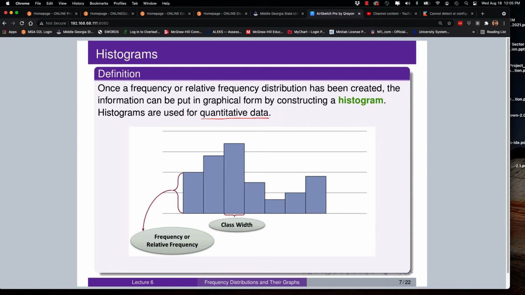All right, it's kind of hard to do a histogram for qualitative data anyway, because it doesn't know how to break up the classes if the classes are words, right, or labels or categories. But a bar graph could technically be used either way, and we'll see an example of that here in a moment.